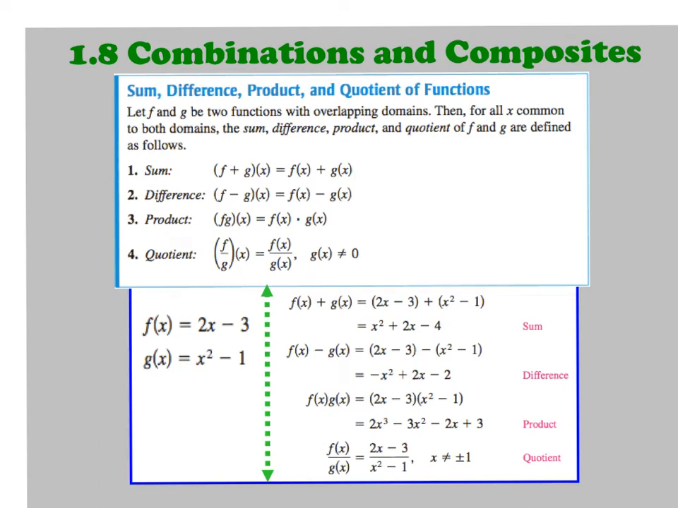All right, 1.8, combinations and composites. The first thing we're going to do is combinations. A combination function is when you either add, subtract, multiply, divide. However, adding is pretty easy.